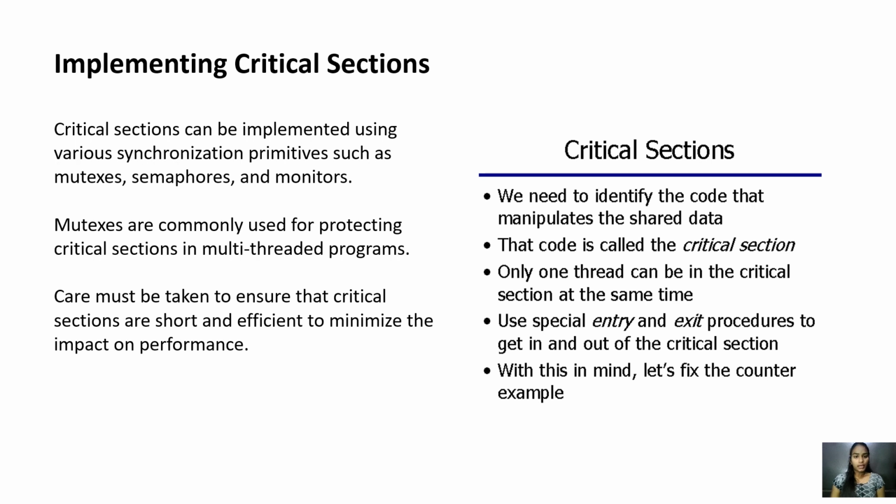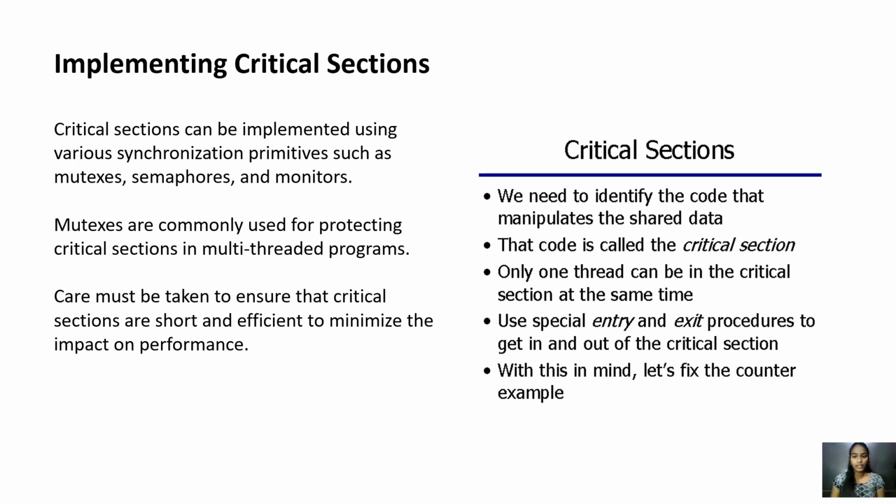Implementing critical sections. Critical sections can be implemented using various synchronization primitives such as mutexes, semaphores, and monitors. Mutexes are commonly used for protecting critical sections in multi-threaded programs. Care must be taken to ensure that critical sections are short and efficient to minimize the impact on performance.